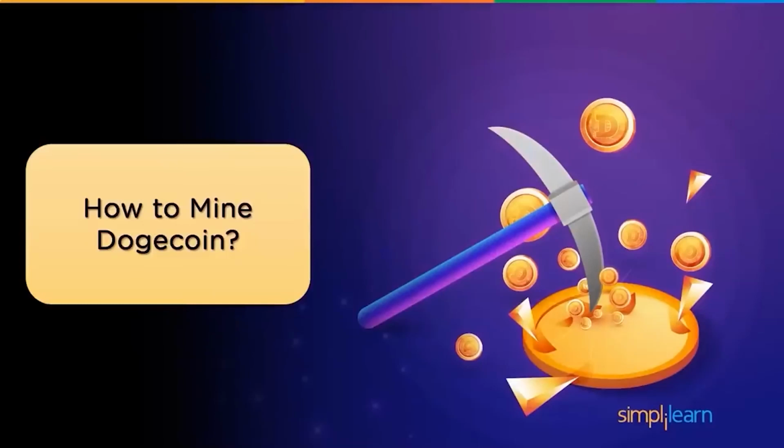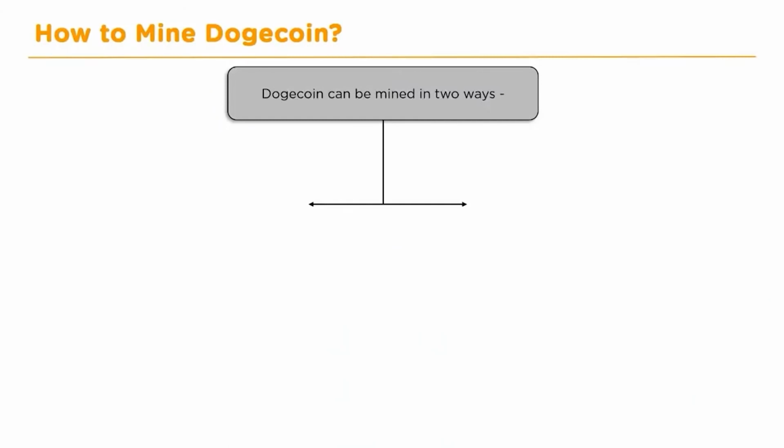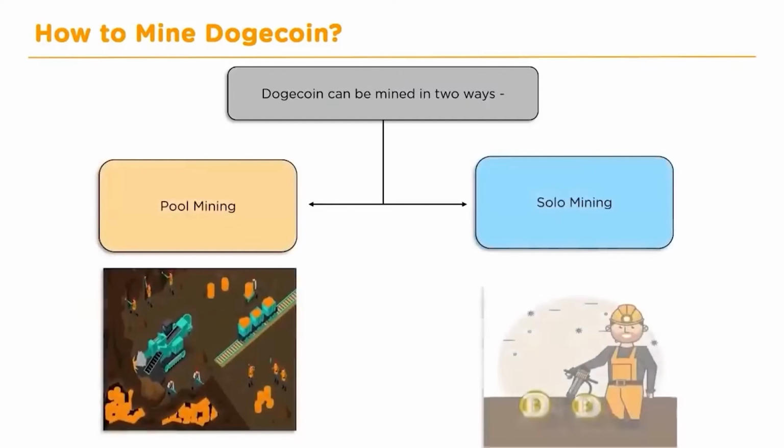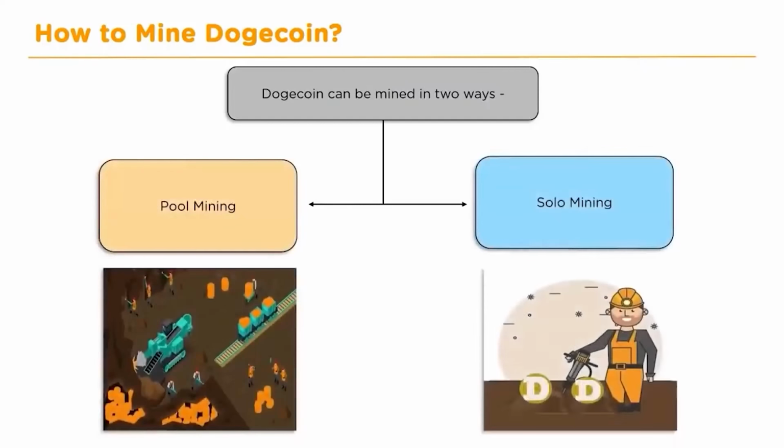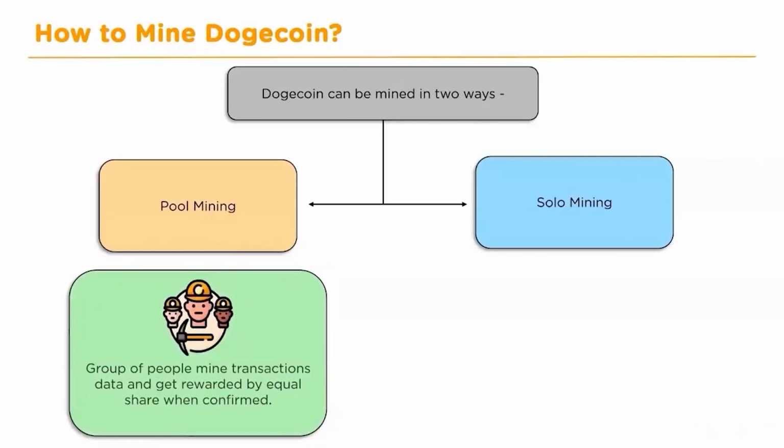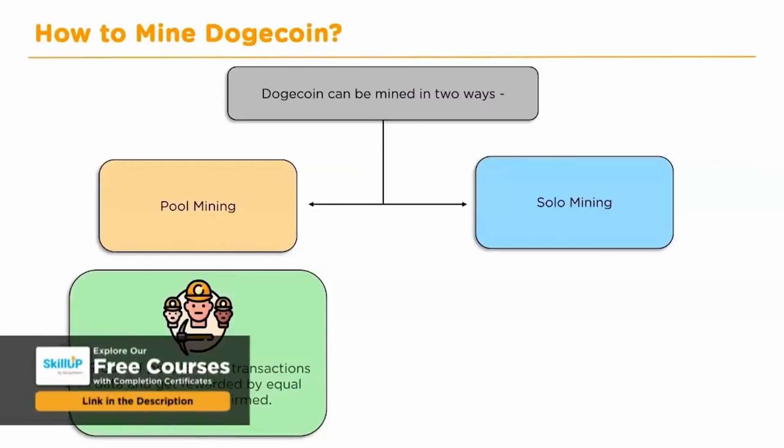Now we will have a look at how to mine Dogecoin. Dogecoin can be mined in two ways. The first one, Dogecoin pool mining, and the second is solo mining. A Dogecoin pool is a group of people who share their computing power to mine Dogecoin transaction data and get rewarded by equal share after confirming the transaction. Solo mining is when only one person does all the work of mining and confirming transactions. The reward is awarded only to that person after confirming the transaction. Let's have a thorough discussion of the difference between Dogecoin pool mining and solo mining.